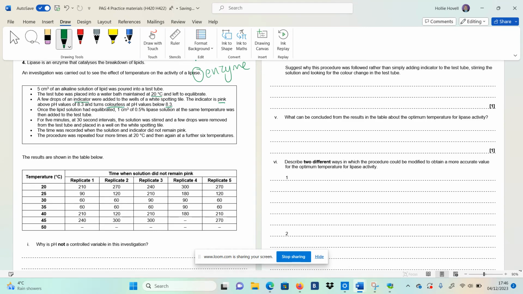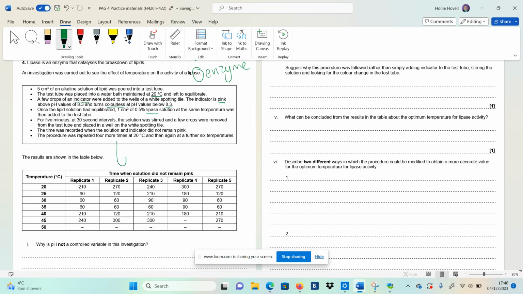Once a lipid solution is equilibrated, 1 centimetre cubed of 0.5% lipase solution at the same temperature was added to the test tube. For 5 minutes at 30-second intervals, the solution was stirred. A few drops were removed from the test tube, placed in a well on a white spotting tile. The time was recorded when the solution and indicator did not remain pink.